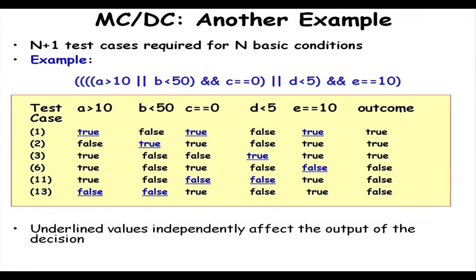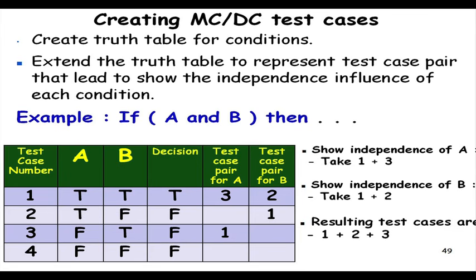But then you might ask how do we know which test cases, or how do we design test cases that will achieve MCDC coverage? Let us see. First, let us look at a very simple example. How do we design MCDC test cases? Let us look at this example, A and B. So, we first develop the truth table and the decision outcome.